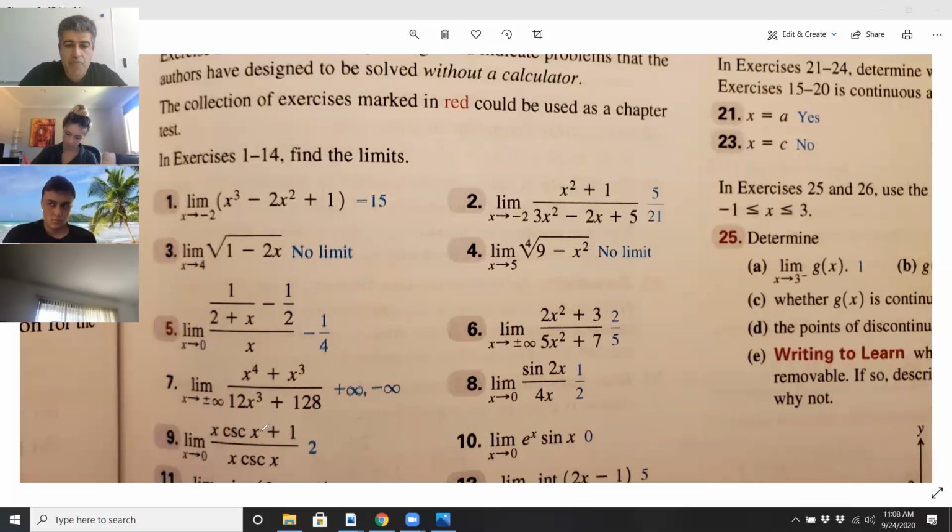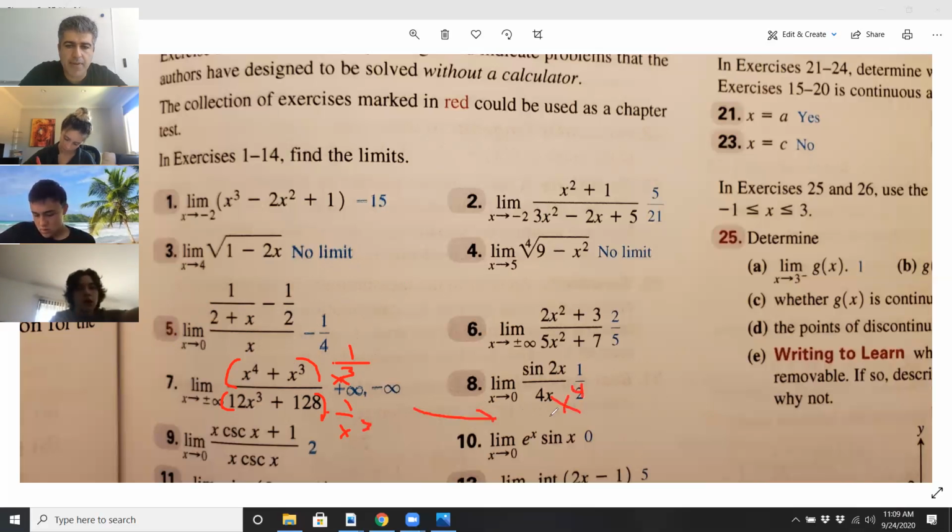For 7, here's the deal. This is higher than this, so we don't expect there to be a horizontal asymptote when x is approaching positive or negative infinity. Now, analytically, what we do is this. You multiply top and bottom by the highest degree of the denominator, which is x cubed. If you do that, you get x to the 4th over x cubed plus x cubed over x cubed, 12.